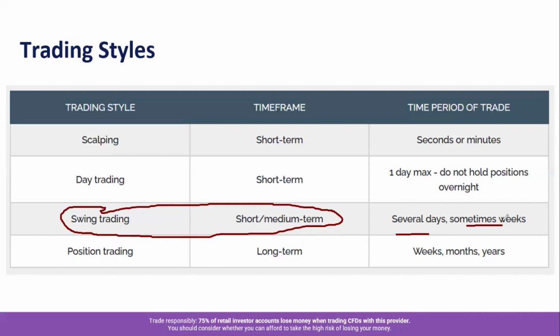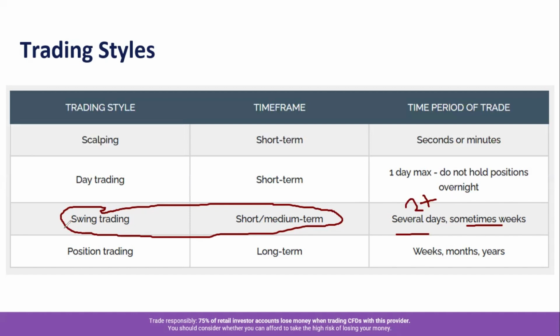By several days, it will be 2+ days. Any trade that can run for 2+ days, then you become a swing trader. If you can leave a trade to run for 2 days, 3 days, 4 days, 5 days, whatever days, you can be categorized as a swing trader, which is where I stay.